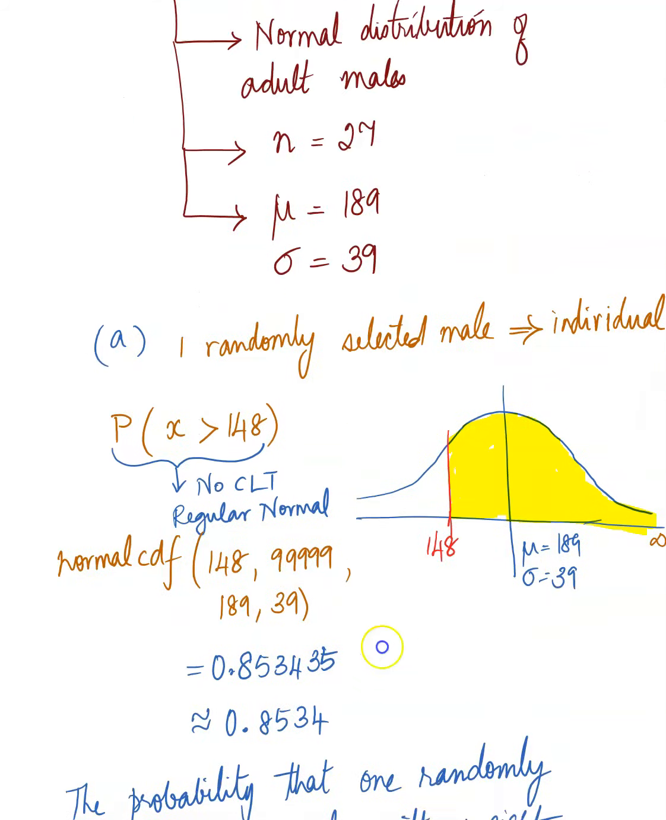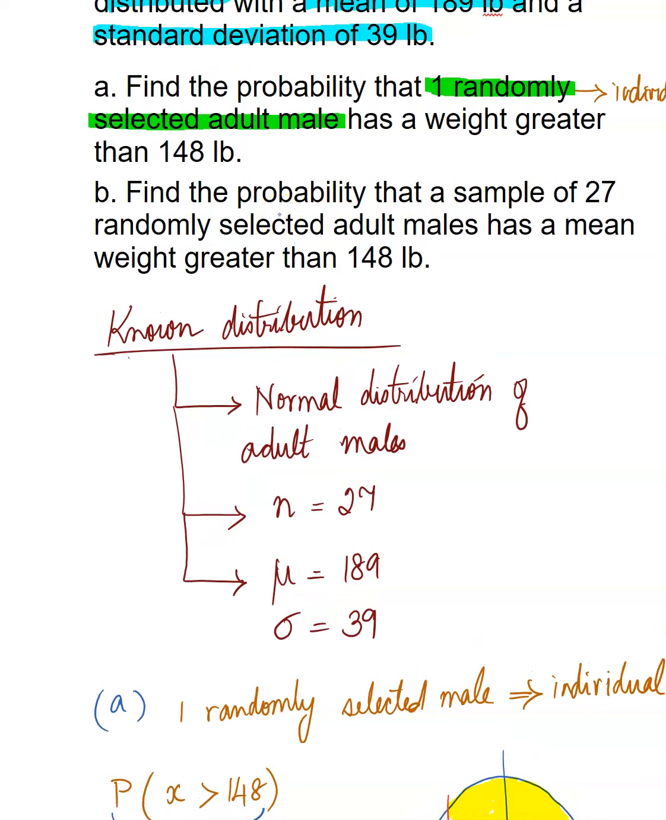What about part B? Part B, find the probability that a sample of 27 randomly selected adult males has a mean weight greater than 148 pounds. We have a lot of clues here. First of all, we're given a sample of 27 males. Okay, sample, not an individual. And in part A, that individual had a weight greater than 148 pounds.